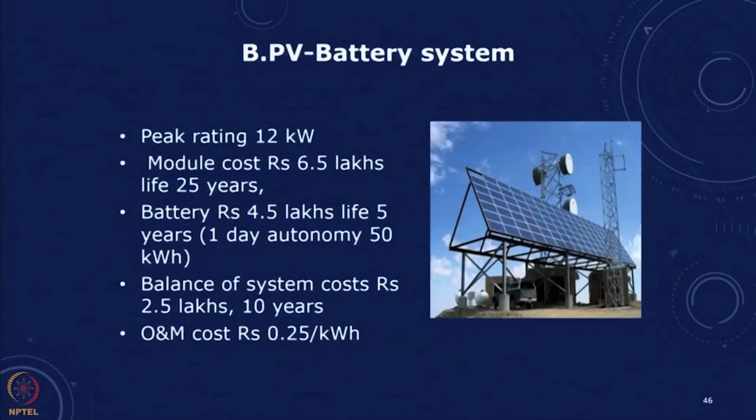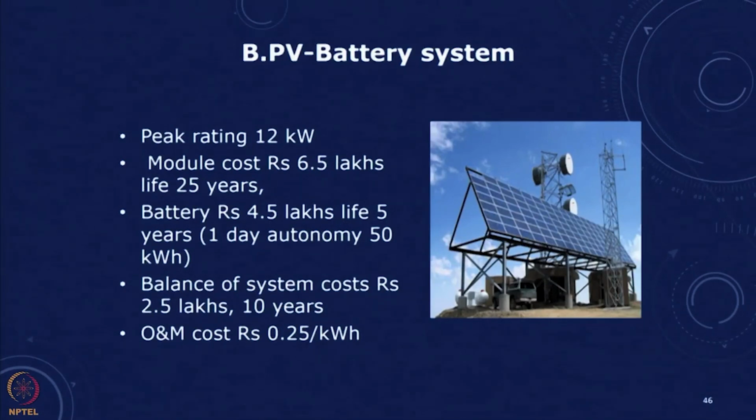The second option is where we have a PV battery system. Please note that the peak rating of the PV system is 12 kilowatt when we actually need an average of 2 kilowatt. Please remember that we are using 2 kilowatts on an average for 24 hours. The solar generation is only available during the sunshine hours, so that is why you have this kind of rating.